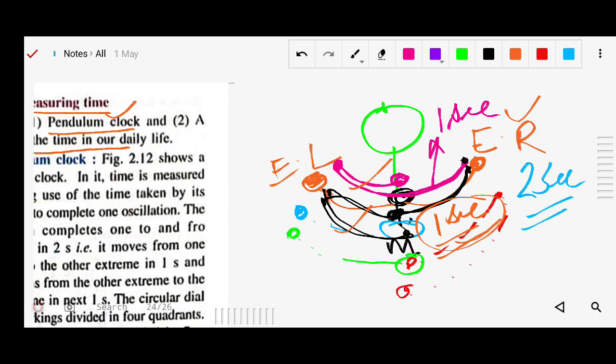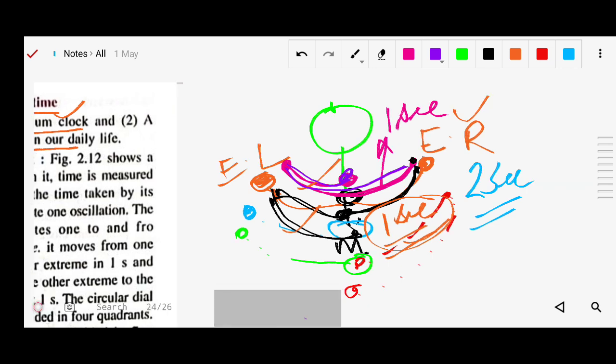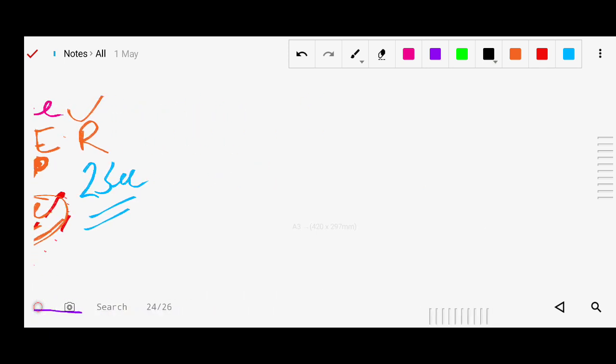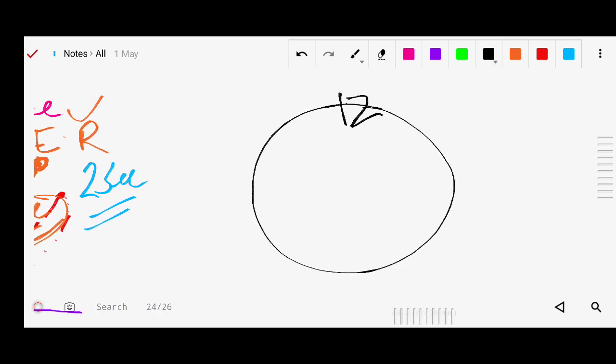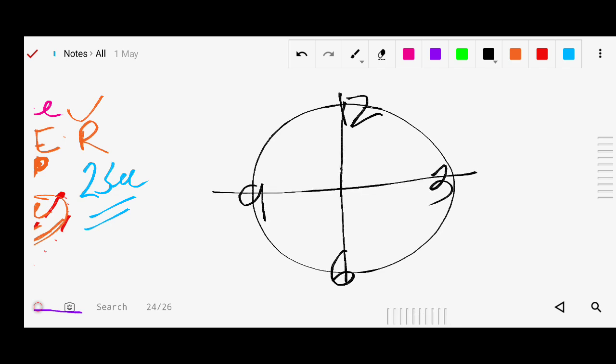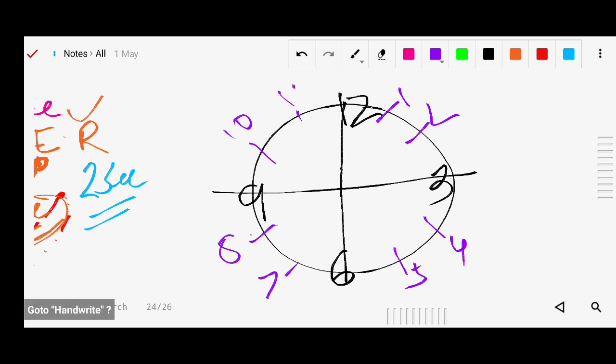So in 1 second, suppose it goes from this side to here, and in that it will move one marking. As you know, in a watch that you have seen, this is 12, here is 6, here is 3 and here is 9. So you will see it is divided into 4 parts, right? And here are 1 and 2, this is 4 and 5, this is 7 and 8, this is 10 and 11. Now you can see how many quadrants there are: 4 quadrants.